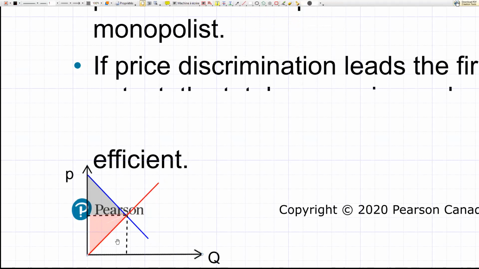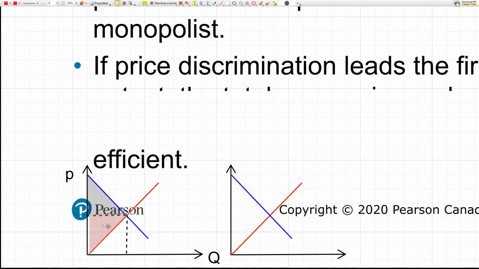And then what happens with perfect discrimination? Well, it looks exactly the same because the firm doesn't have any incentive to restrict production, because it doesn't have to do that to raise price. It can just raise price on any unit whatsoever. So then what is the firm surplus? It's this whole area there.